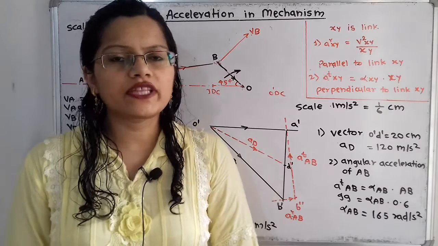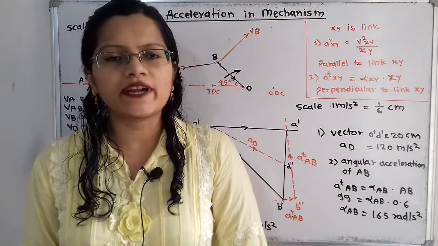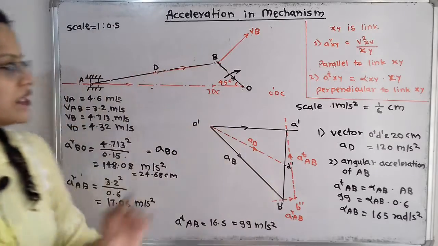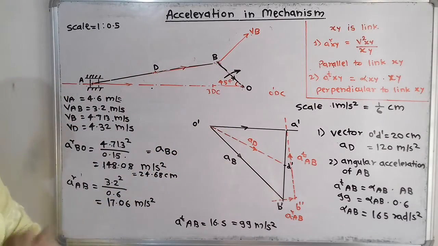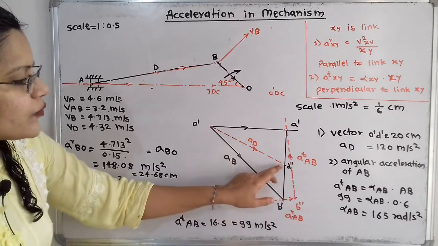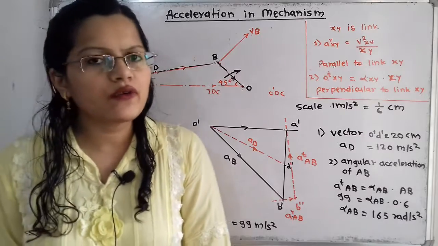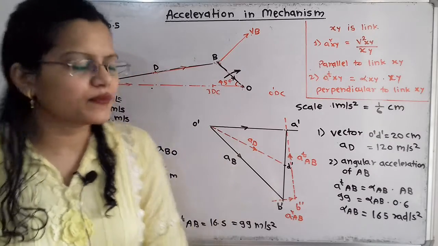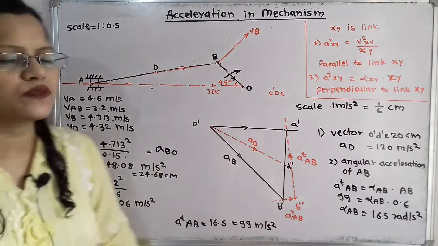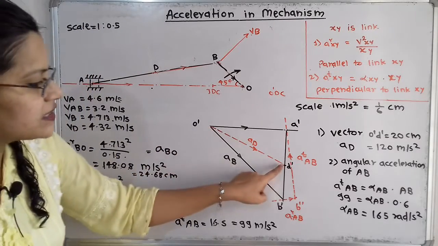Now we will move to the calculation part, but before that we have to plot the point D, which is the midpoint of this link AB. So here is also A dash B dash that we have connected. We have to select the midpoint and mark this point as D dash. So how to find out the acceleration of this point D with respect to fixed point O? For that we have to join this point O dash and D dash.